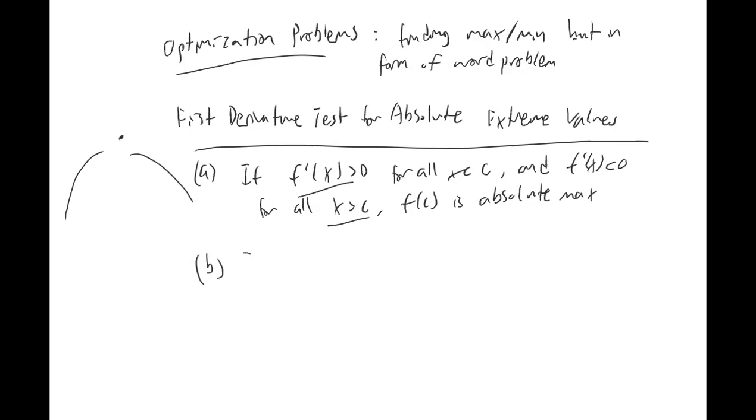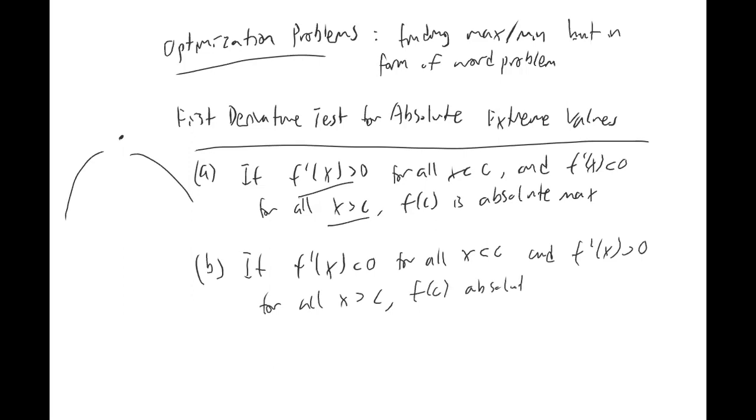So it would be the opposite, right? f prime of x less than 0 for all x less than c and f prime of x bigger than 0 for all x bigger than c, f of c is an absolute min. Everyone get this? I don't think it's that hard of a concept. So let's do 2 problems on this. Yeah, x less than c. Again, if before c you're always increasing and after c you're always decreasing, you must be the absolute max, right?